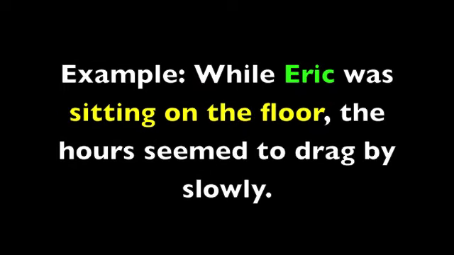In this example, the modifier is sitting on the floor, which describes somebody who's not in the sentence. The only possible noun for it to modify is hours, but it's pretty obvious that the hours are not sitting on the floor. To fix this problem, we add a subject to be modified. Here, Eric is clearly sitting on the floor, while the hours are dragging by slowly.